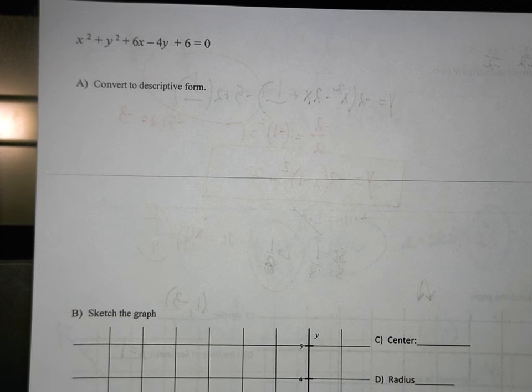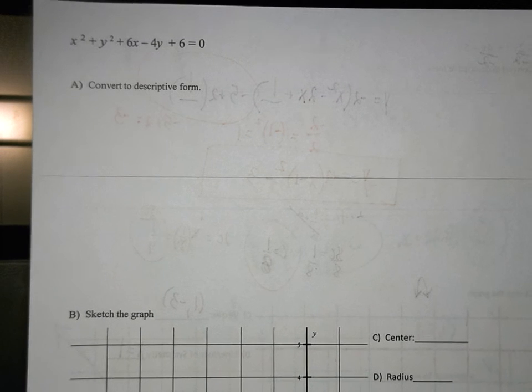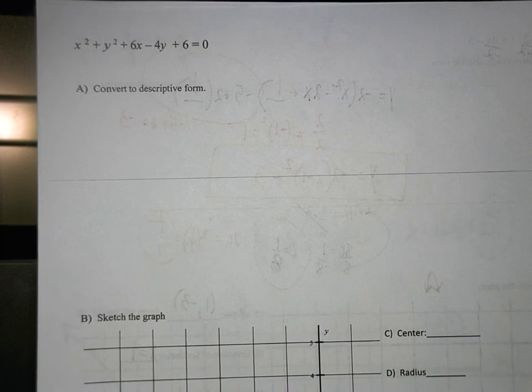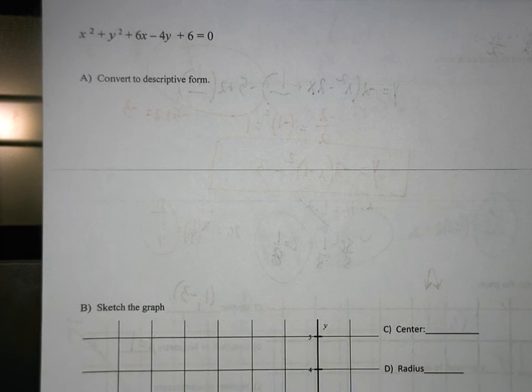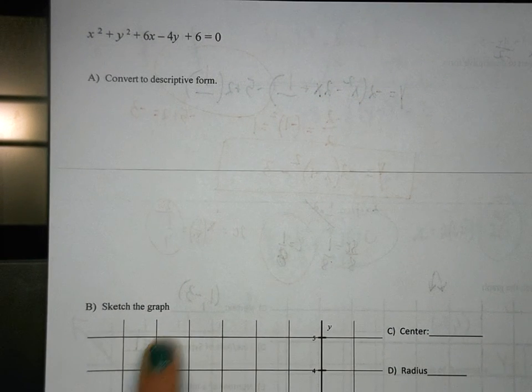But if you look at the graph part, it kind of gives you a hint as to what type of graph this is. Can you look in the B area? What do you notice? Circle. Thank you, Brandon.